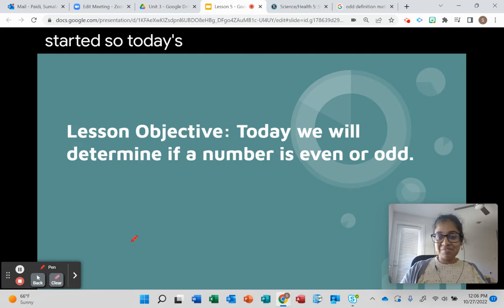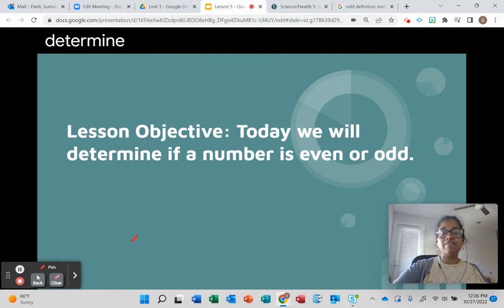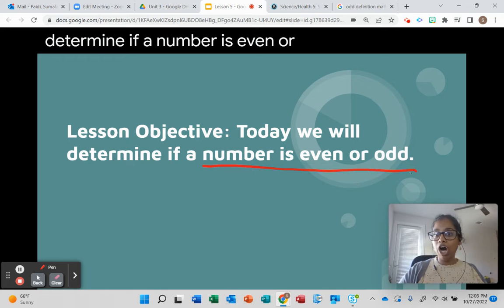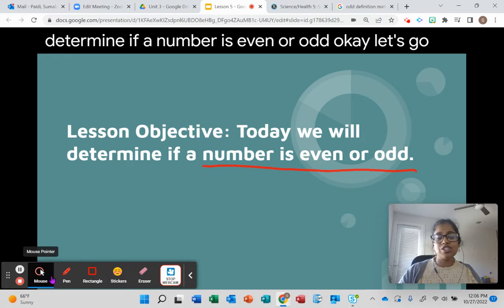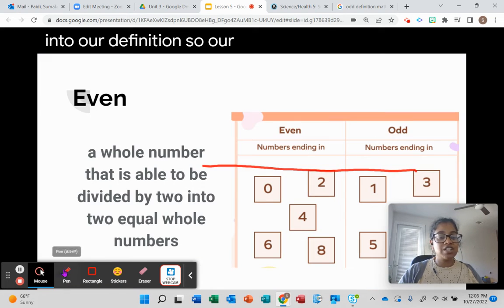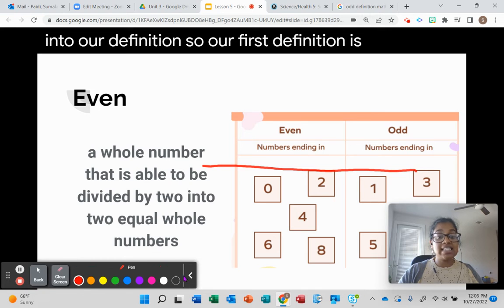So today's lesson objective is: today we will determine if a number is even or odd. Okay, let's go into our definitions. Our first definition is even.